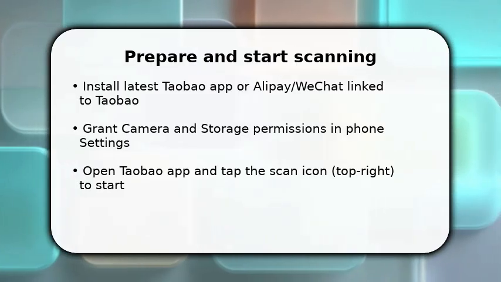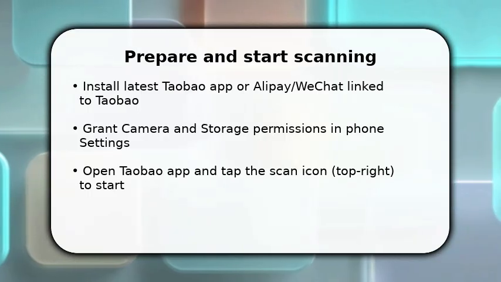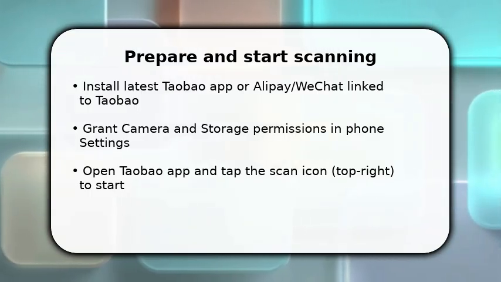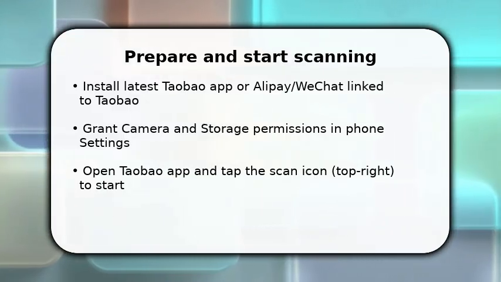Now begin. Open Taobao, tap the scan icon in the top right, and hold your phone steady. Aim the camera so the QR fills about 1/3 to 1/2 of the frame. This gives the scanner clear contrast and speed.